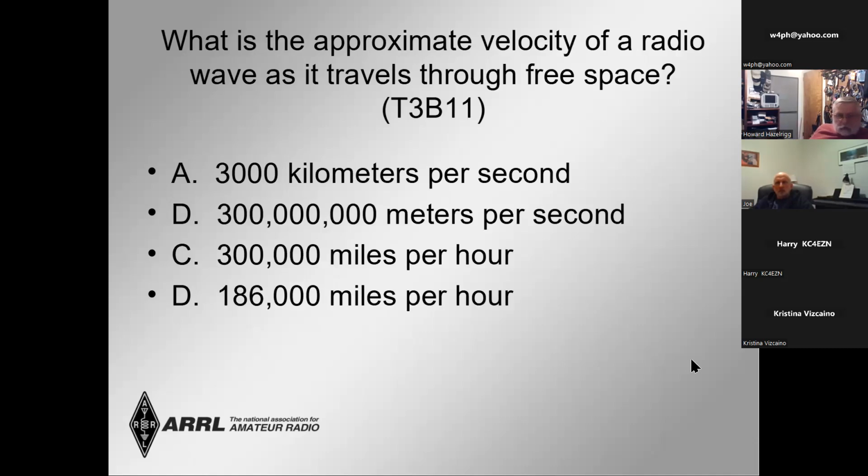What is the approximate velocity of a radio wave as it travels through free space? And that would be, boy, I got two D's there, but it's the first D, 300 million meters per second, which is 3 followed by 8 zeros.